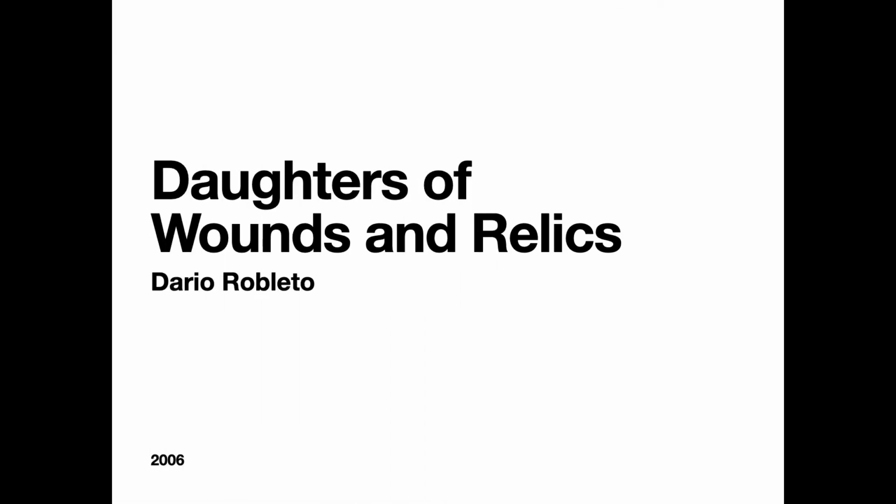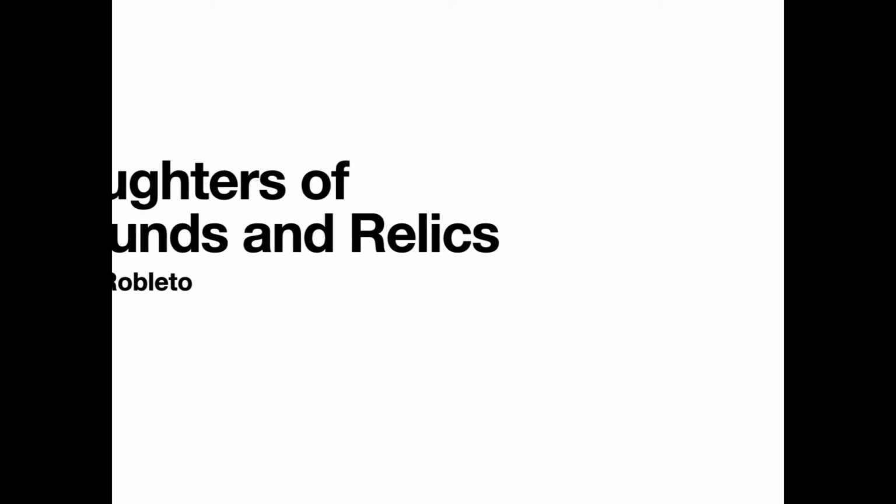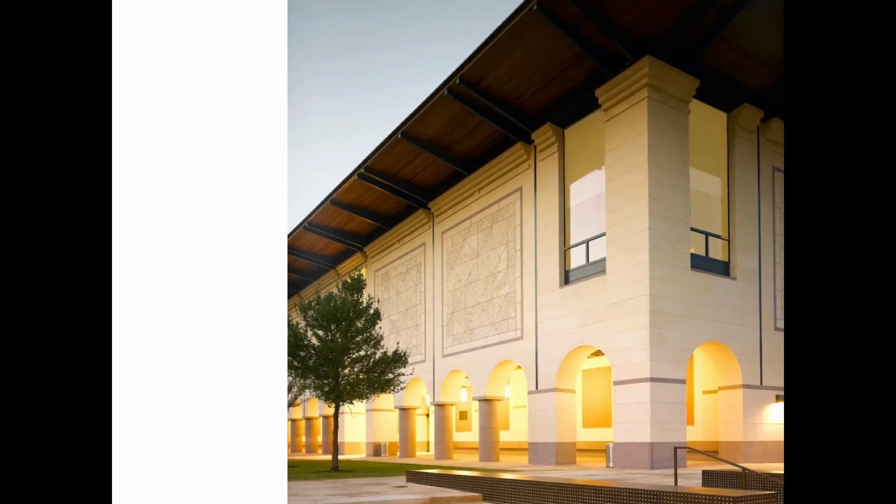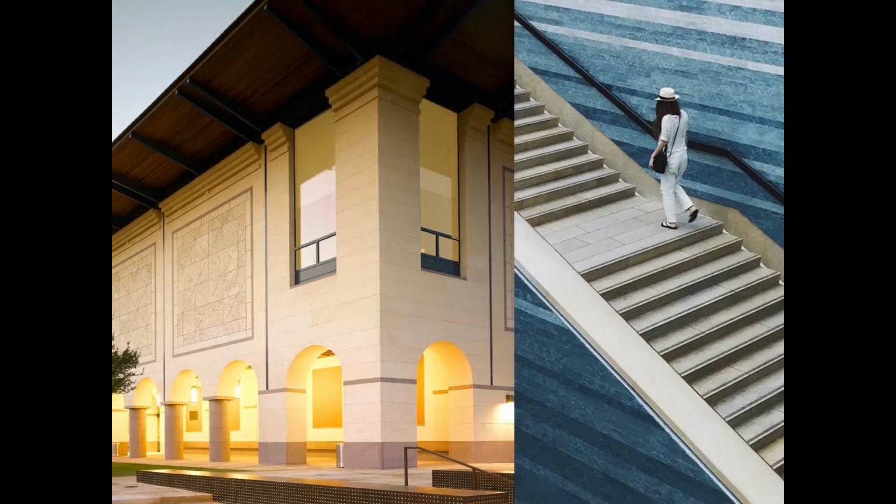My name is Katie Tuck, and I will be leading us on the first stop of our tour. This first artwork is entitled Daughters of Wounds and Relics, and was created by the artist Dario Robleto. It is currently on display at the Blanton Museum of Art, located on the University of Texas at Austin campus.